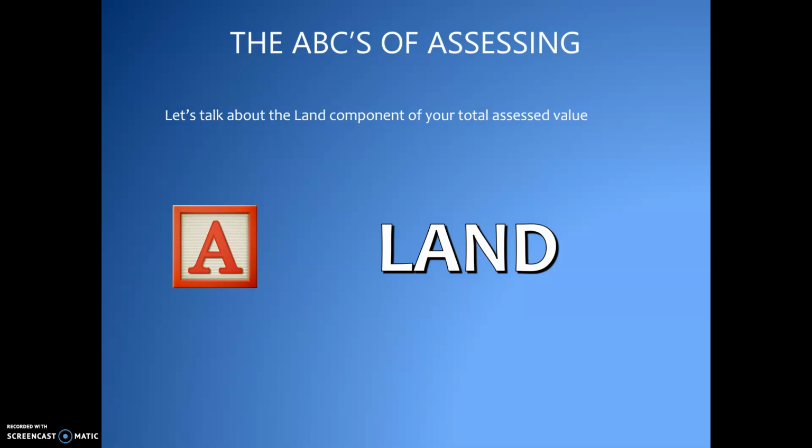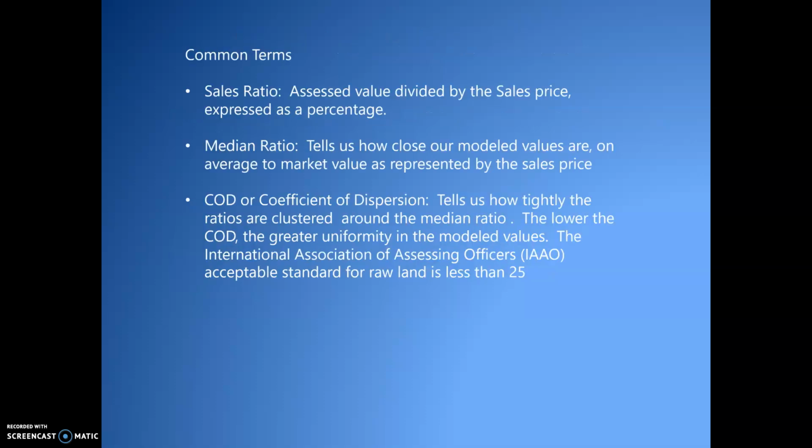A couple of common terms we'll talk about. Sales ratio is the assessed value divided by the sales price, expressed as a percentage. The median ratio tells us how close our modeled values are on average to the market value as represented by the sales price. And then the coefficient of dispersion, or COD, tells us how tightly the ratios are clustered around the median ratio.